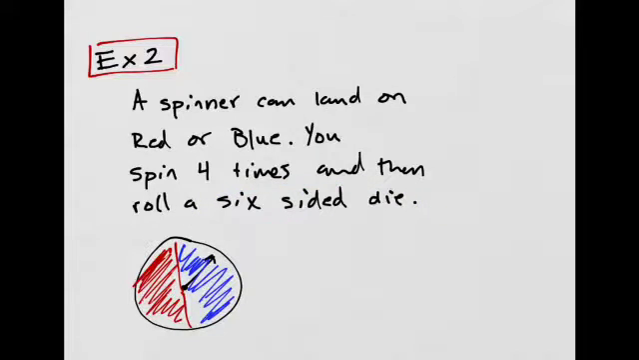So, what could an outcome look like? Well, we have to spin 4 times, so that means I have 4 red or blues. So maybe the first time I get red, second time I get blue, third time I get red, next time I get blue, and I roll a 3. Or something. So I've got 1, 2, 3, 4, 5 spaces to fill.